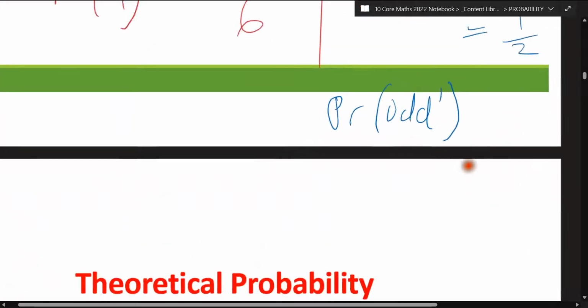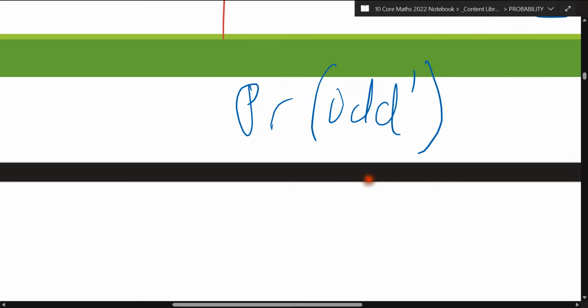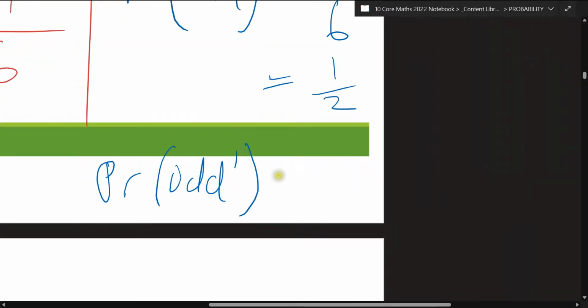So if you ever see a line like this, PR of odd with a little dash like that, it means the opposite, or the complementary. So in this case, PR of the complementary of odd, which is even, would also be a half. Okay, the opposite.